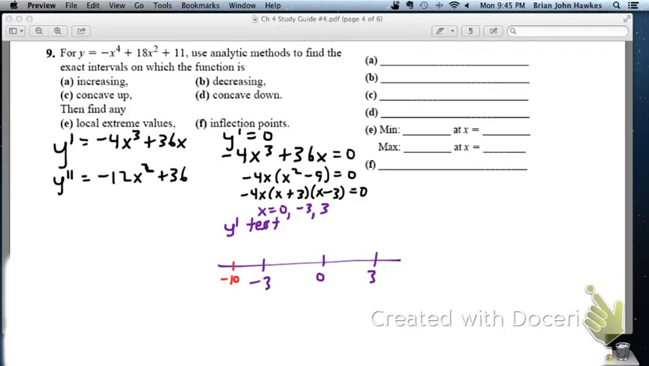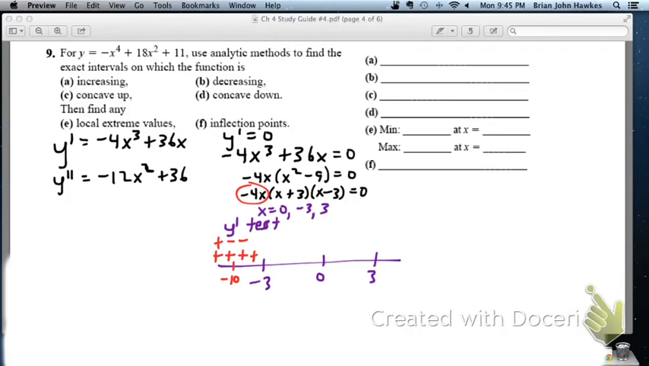Okay, if we put in negative 10, our first factor, negative times a negative there. I'm going to keep the negative 4 in there. I could just divide both sides by negative 4, but it's in there, it's okay. Negative 4 times negative 10, that's a positive. Negative 10 plus 3, that's a negative. And negative 10 minus 3 is also a negative. So we see on the interval from negative infinity to negative 3, the y prime is positive.